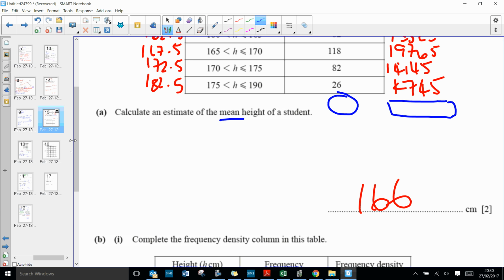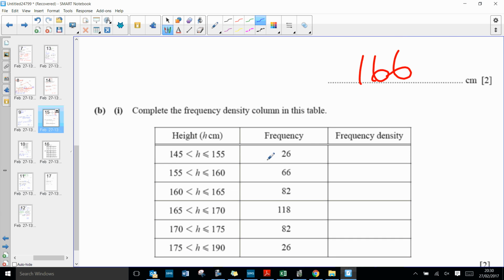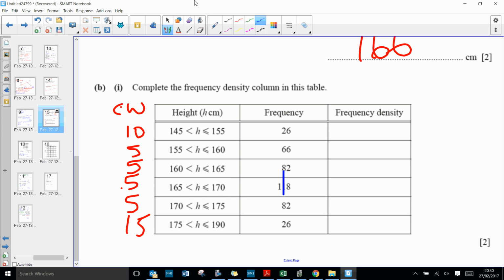Complete the frequency density. If you remember, frequency density is frequency divided by class width. So first of all, perhaps we want to find our class width. And remember, that's literally how wide is the class. So that's 10, 5, 5, 5, 5, and 15. So here we're going to do 26 divided by 10. We shouldn't need a calculator for that. So that's 2.6.